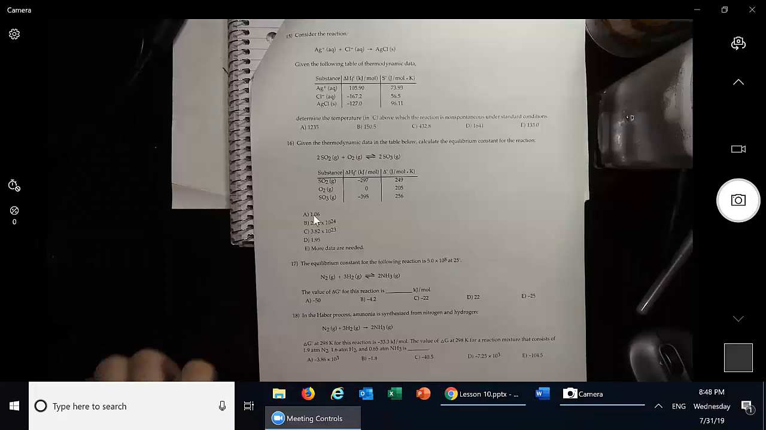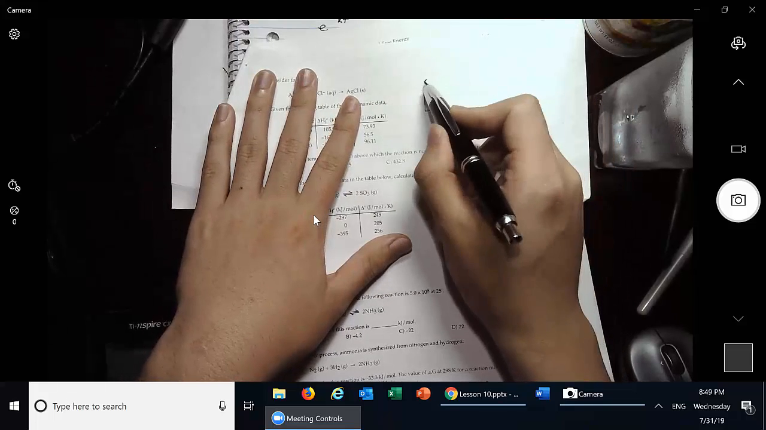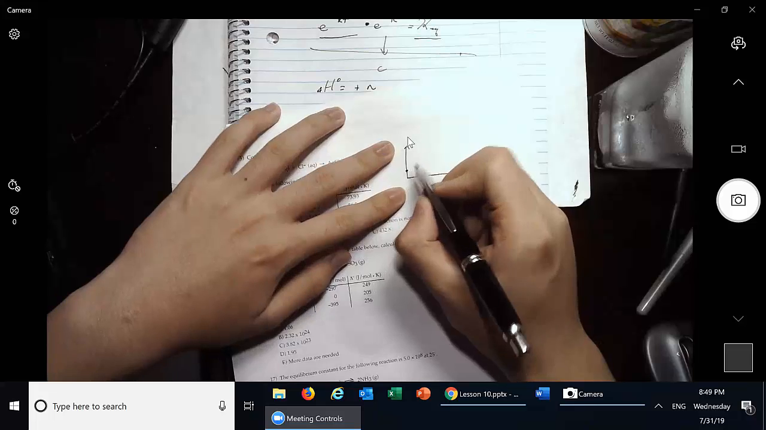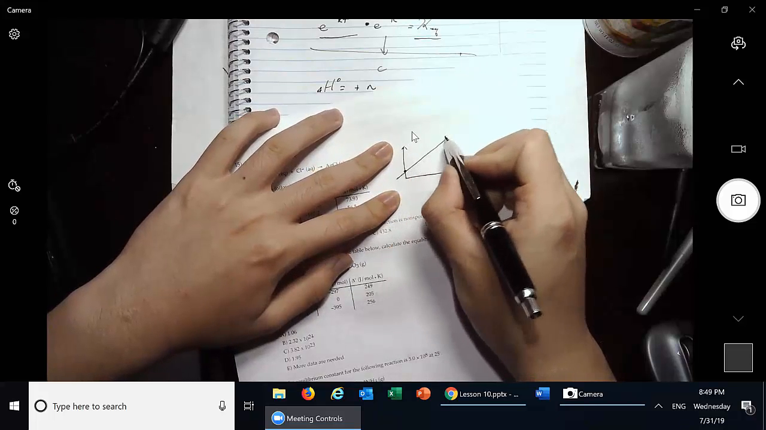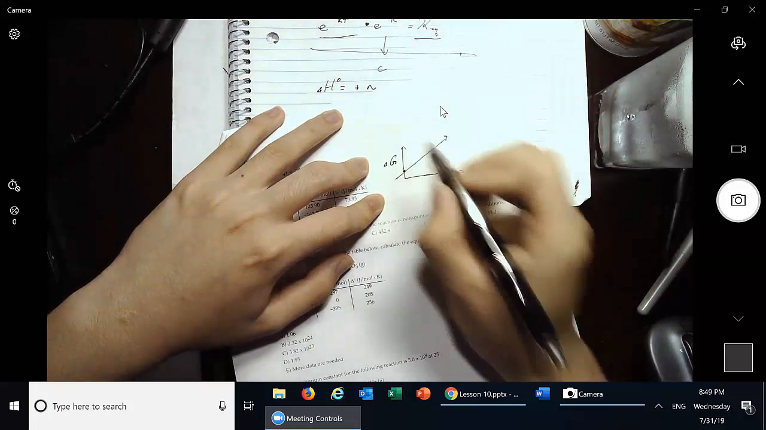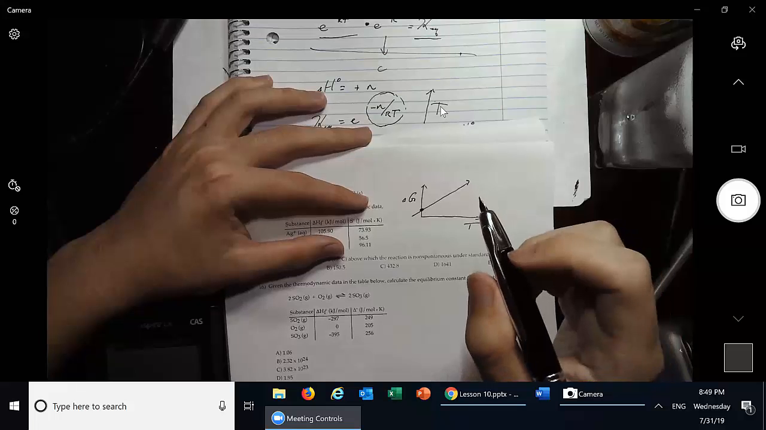We want the temperature when the reaction becomes non-spontaneous. In other words, we want the transition point when delta G goes from negative to positive. Let me see if I can graph this. So imagine we have a graph like this.